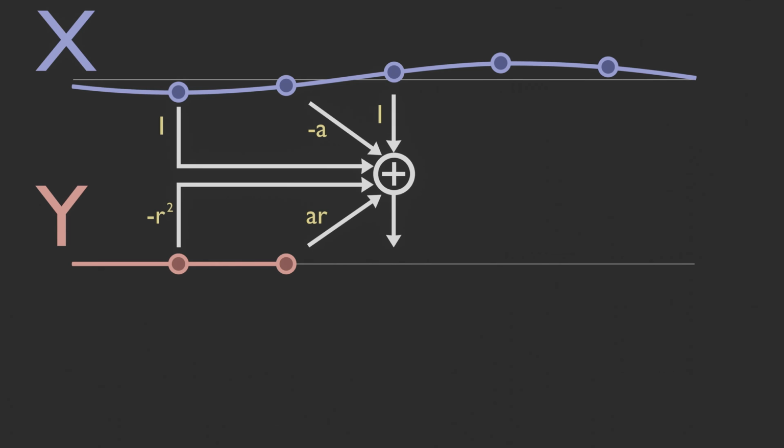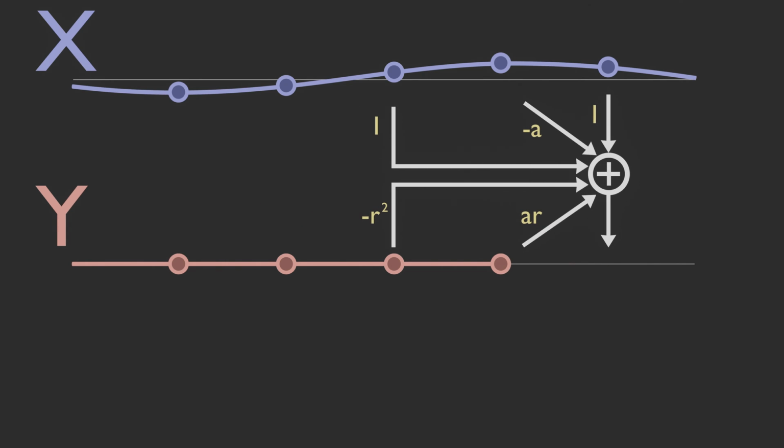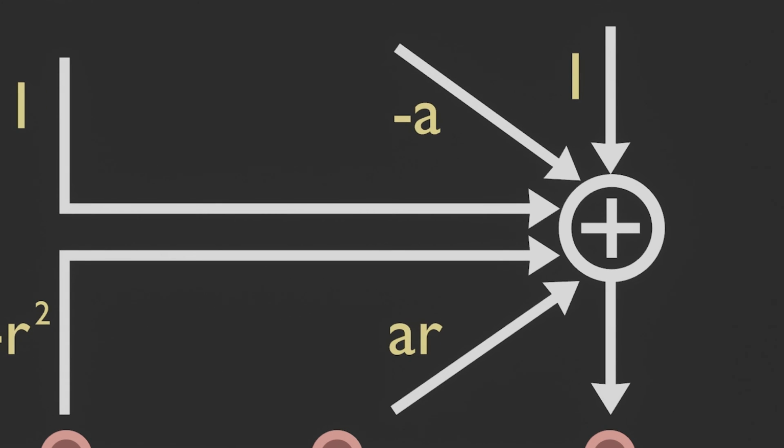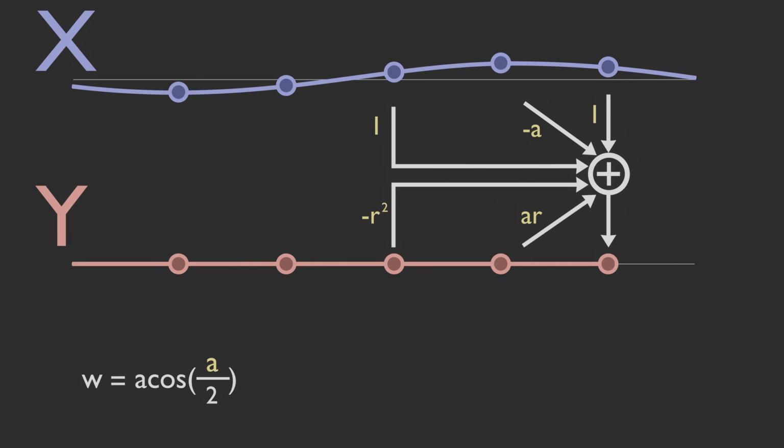It filters input signal X, generating output signal Y, and has parameter A, which is responsible for the stop band frequency. The stop band frequency can be extracted as the inverse cosine of A divided by 2.